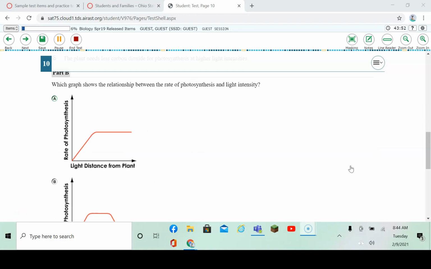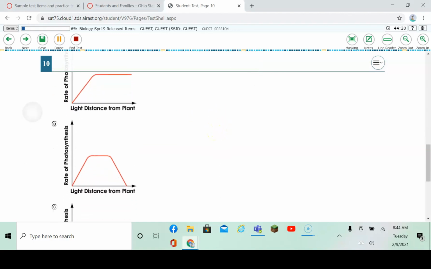Part B. Which graph shows the relationship between the rate of photosynthesis and light intensity? If we look at A, we have the rate of photosynthesis going up and the light distance from the plant, so that we're taking the light farther from the plant. We're going to the right. In A, this shows that the rate of photosynthesis increases as you get away from the light, which is not what we saw in the experiment.